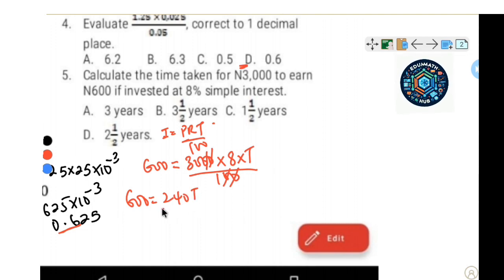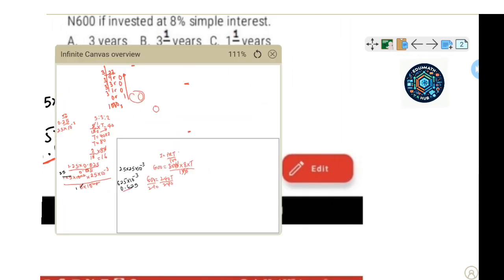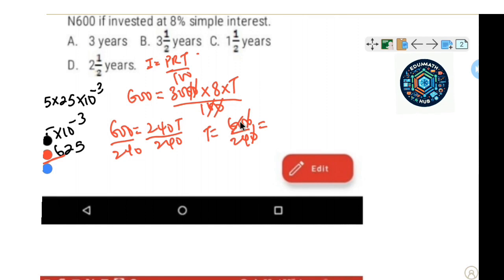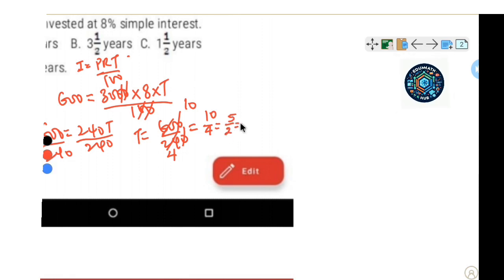Then I'm looking for T. So divide both sides by 240. So you're going to have T equals 600 divided by 240. So 0 cut 0. Then you can cut it with 6 in 10, 6 in 60, that will give you 10, 6 in 24, that will give you 4. So you have 10 divided by 4. If you break it down, finally you get 5 over 2, which is the same as 2.5.